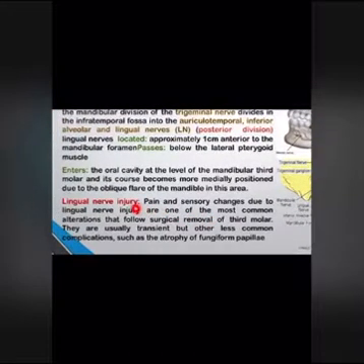Lingual nerve injury. Pain and sensory change due to lingual nerve injury are among the most common alterations that follow surgical removal of the third molar. They are usually transient, but there are other less common complications such as atrophy of the fungiform papillae.